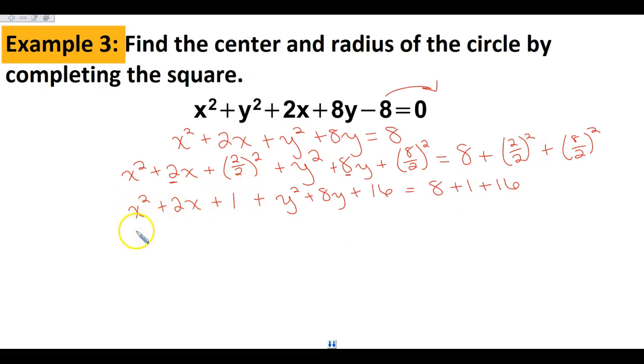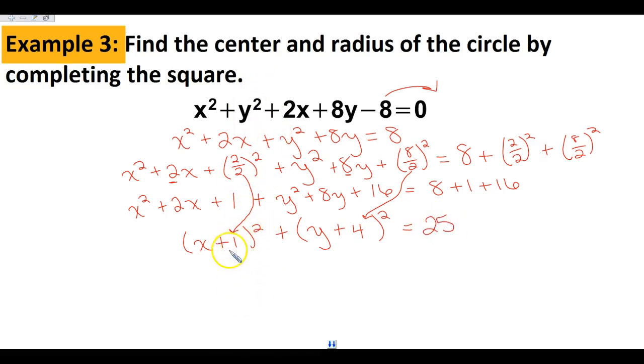All right, so then again, I'm going to work with just my x's and the piece that goes with that. So this is going to be x. Then I'm going to take this term and put it in here. 2 divided by 2 is a positive 1, so it's x plus 1 quantity squared. I'm going to do the same thing with my y's. My term right here is what's going to go down in here. 8 divided by 2 is a positive 4, so it's going to be y plus 4 squared. 8 plus 1 is 9, and 9 plus 16 is 25.